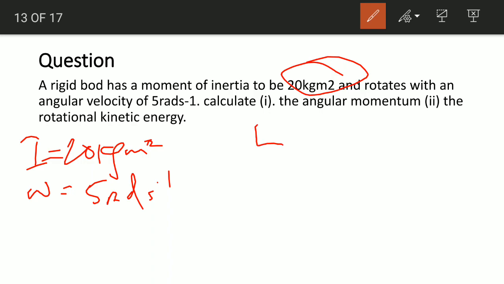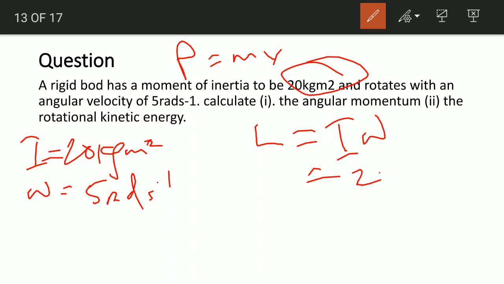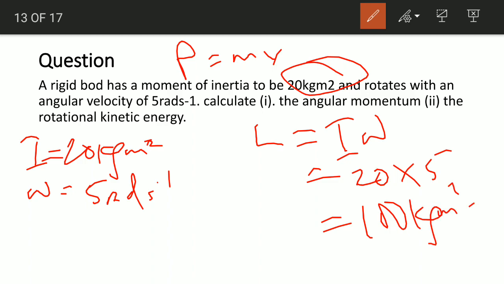What is angular momentum? If you can remember the analog of linear motion, you should be able to remember that of rotational motion. Linear momentum is mass times velocity, but mass in angular motion is I, and v there is omega. So our angular momentum is moment of inertia times angular velocity. My moment of inertia given here is 20, and omega is 5. So at the end of the day, we get 100. So the answer is 100 kilogram meter squared per second.